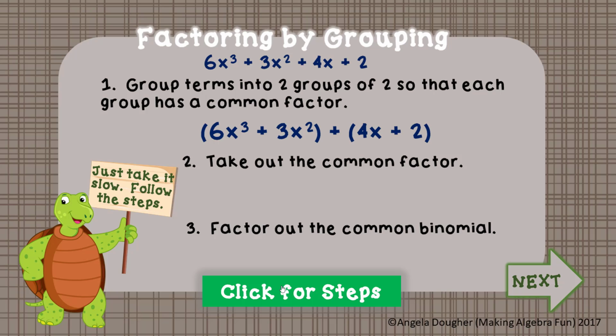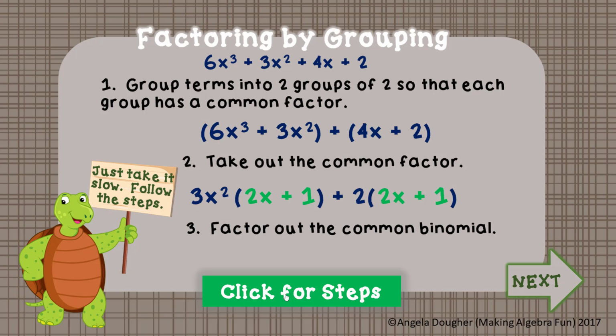We've got our 6x cubed plus 3x squared, put in parentheses for our first group, plus our second group of 4x plus 2. Now we need to take out the common factors. In other words, we need to factor out the common from each one of those polynomials.